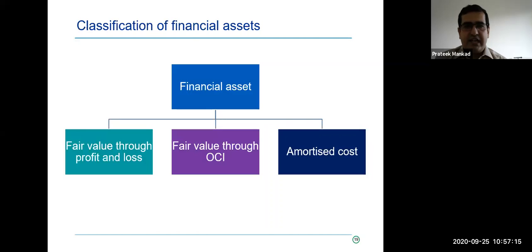Now, financial assets are either fair value through profit and loss, fair value through OCI, or at amortized cost. And it's important to understand what they mean from a measurement standpoint, because that will then just help us to learn the classification better. Amortized cost, as the name suggests, is an asset which is measured at cost. We will look at the elements later today.